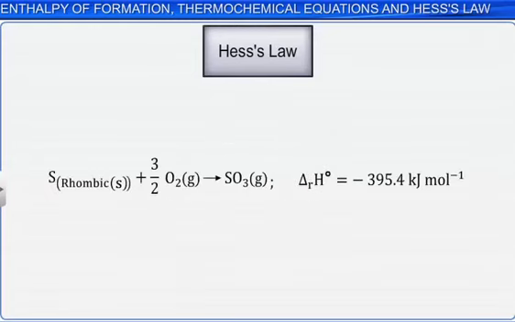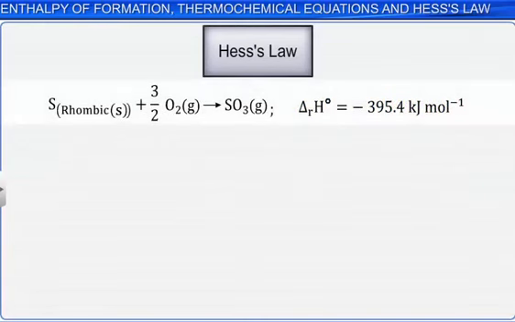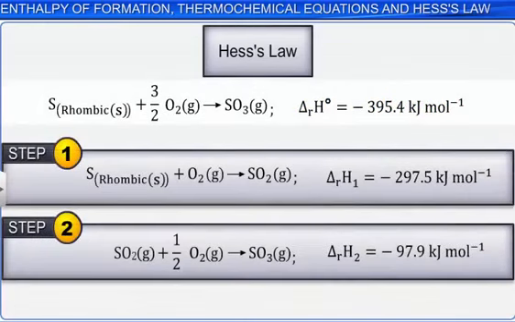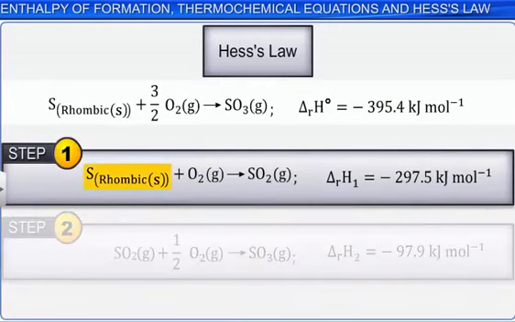When sulfur in its elemental state burns to form sulfur trioxide in one step, the heat evolved during the chemical equation is minus 395.4 kilojoules per mole. Now, let's break down the reaction into 2 steps. In the first step, sulfur reacts with oxygen to form sulfur dioxide. The heat evolved during the chemical equation is minus 297.5 kilojoules per mole.